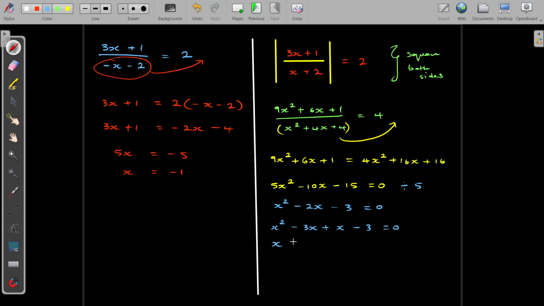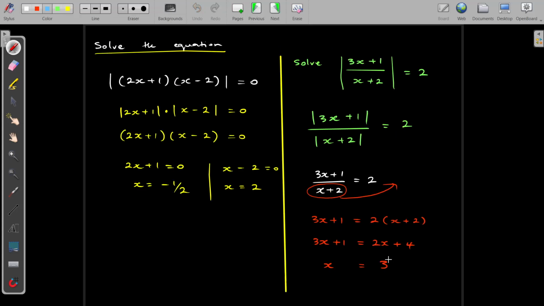So we factor out x minus 3, we factor out 1, x minus 3. So we have x plus 1 and x minus 3 is equal to 0. So x is equal to negative 1 or x is equal to positive 3, which is what we have here.